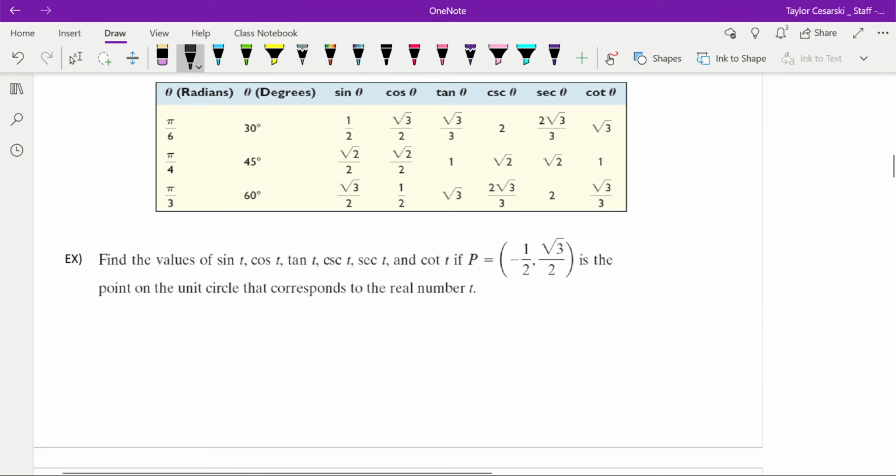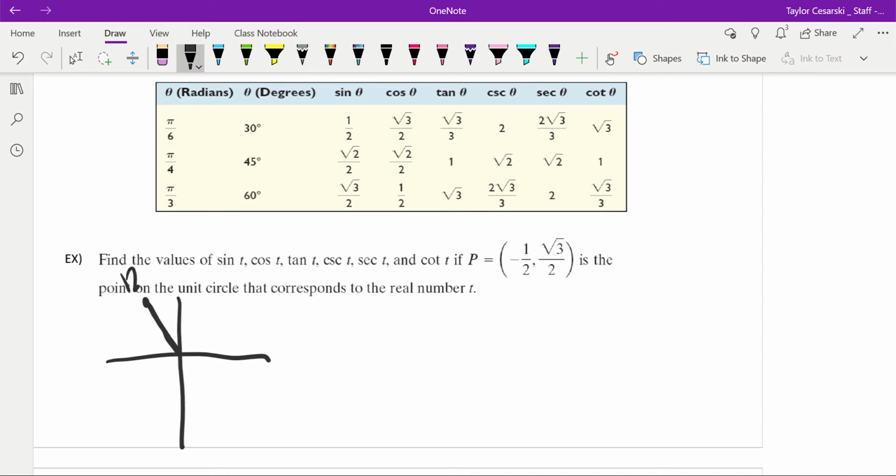All right, so here's an example here. It says find the values of all 6 of my trig functions if this is a point on my unit circle. All right, so first let's just sketch this here. Negative 1/2, square root of 3 over 2. So x is negative, y is positive. So that means I'm going to be in my second quadrant. And I'm going to be over here because I know my x is smaller and I'm going to have a tall triangle. So I'm going to be at, let's see, 30, 60, 90.